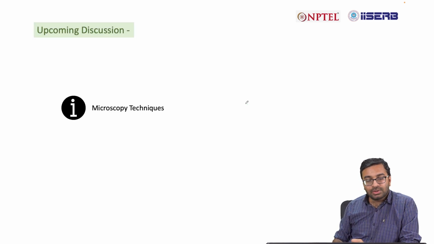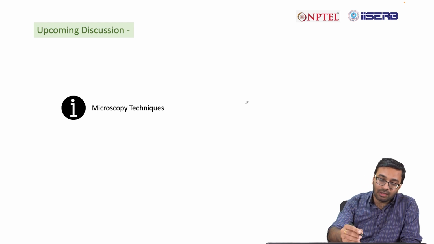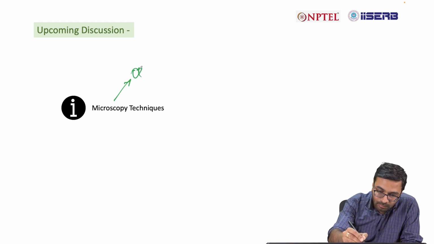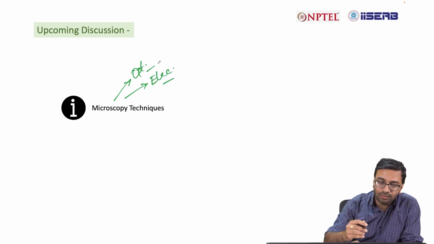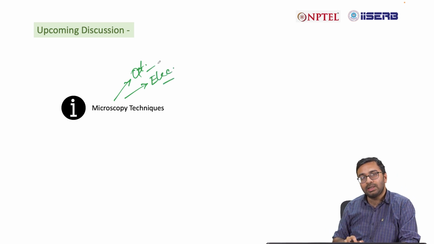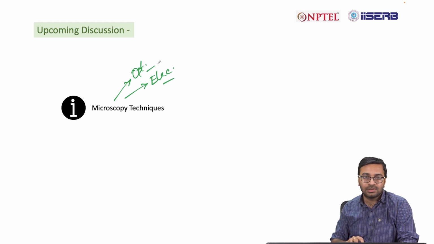So in the upcoming discussion, we'll see some of the material characterization, for example, microscopy techniques. So microscopy techniques again can be of 2 types. One is optical, another one is electron. We'll see both of these microscopy techniques and how these processes help us to characterize different material or substrate or surface or device. Till then, thank you.